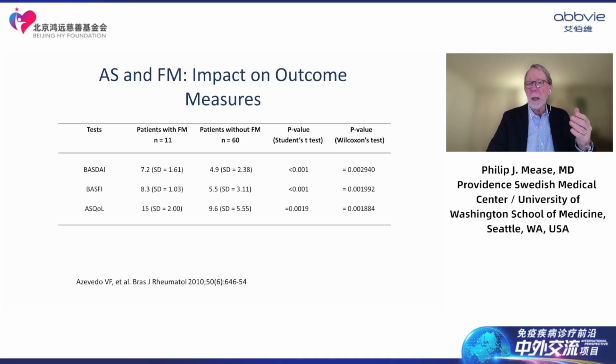Here's an example in axial spondyloarthritis conducted by a colleague who's living and working in southern Brazil. And what's noted here is that in this group, approximately 16% of patients had concomitant fibromyalgia along with their axial spondyloarthritis, and their measures of disease activity, like the BASDAI score, were twice as severe as the patients who did not have concomitant fibromyalgia.